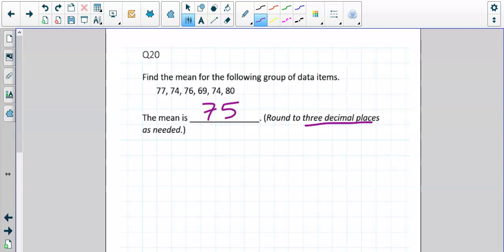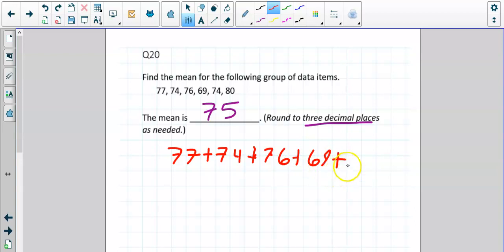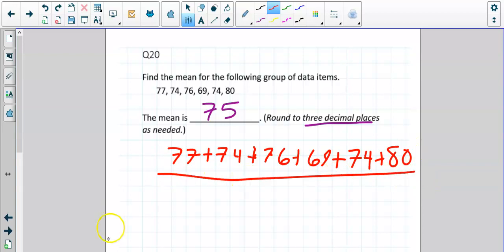Again, if you were doing the mean by hand, all you would really do is take 77 plus 74 plus 76 plus 69 plus 74 plus 80, and then divide all that by 6. That's how you find the mean. Add it all up, divide by however many there are. Again, that's your X bar. All right.